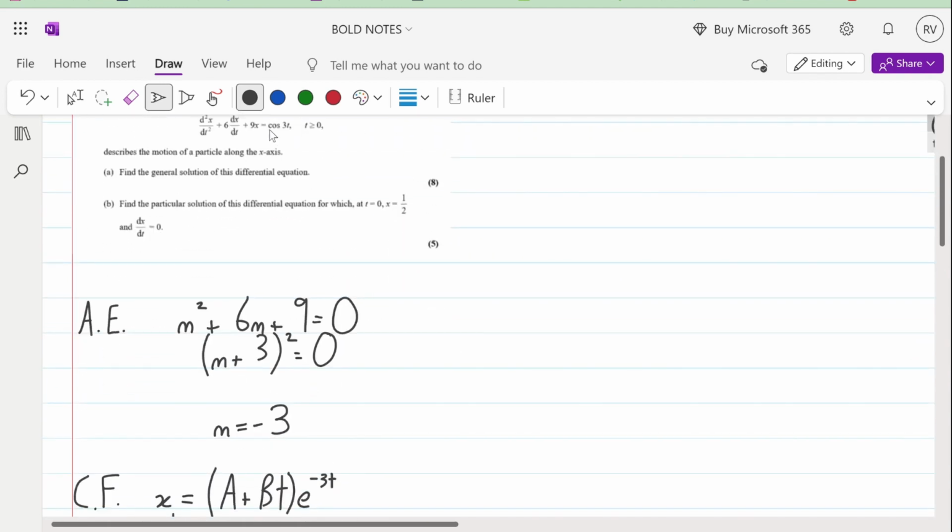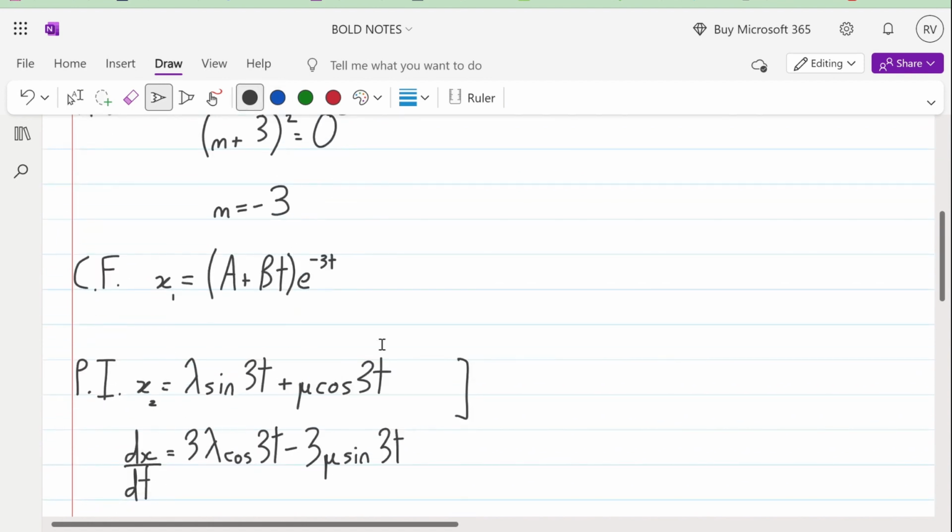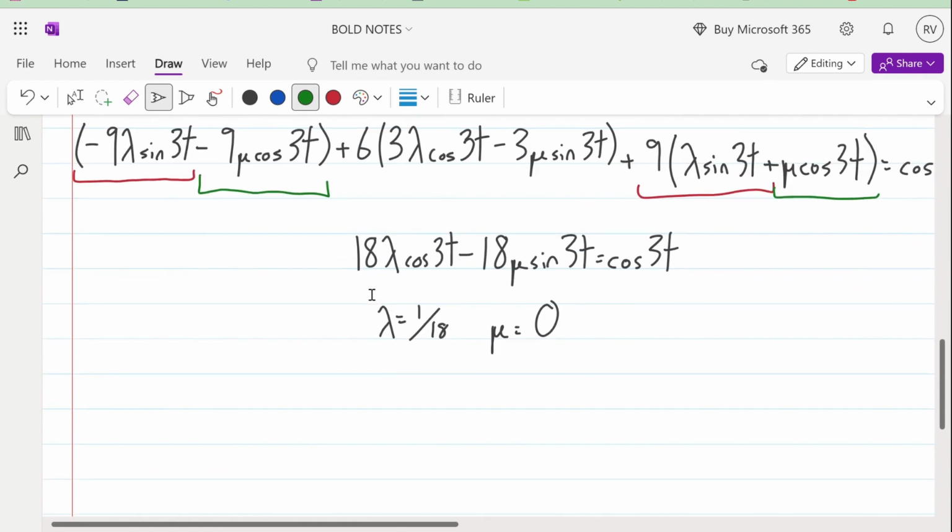So yeah, just a tip that anytime it has a cosine or a sine, always just do this as your particular integral, unless it features in the complementary function. So if there was a sine 3t plus cosine 3t, you'd actually need to write lambda t and mu t, but we'll look at that in a later video as a more complicated example. So again, just be very clear what we're labeling.